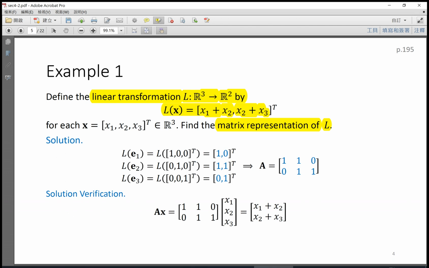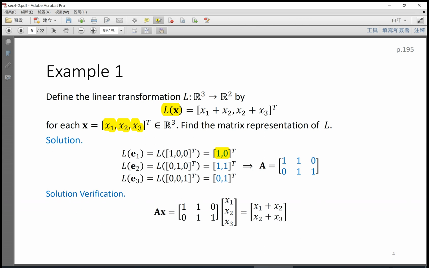According to the previous theorem, we have to compute L(e1), L(e2), and L(e3). To compute L(e1), we substitute x1 with 1, and x2 with 0, and x3 with 0. Then L(e1) becomes (1, 0). Following similar steps, we can compute L(e2) and L(e3).